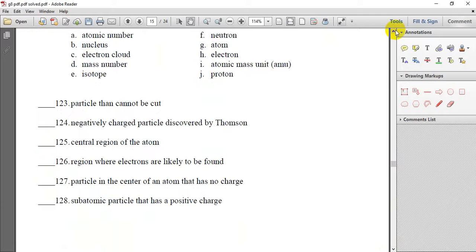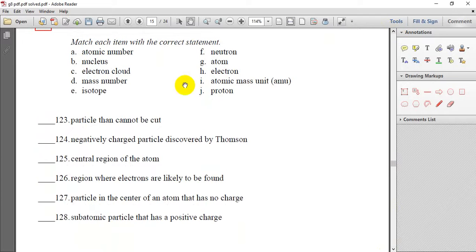Question 123. Particle that cannot be cut. Yes, atom. Negatively charged particle discovered by Thomson. The negatively charged particle in the atom is the electron. Central region of the atom. The central part of the atom is the nucleus, B. Region where electrons are likely to be found. Electrons are found in the, yes, electron cloud.